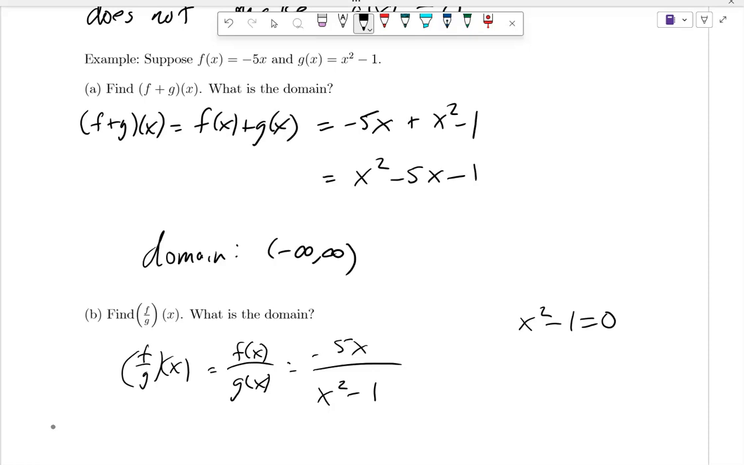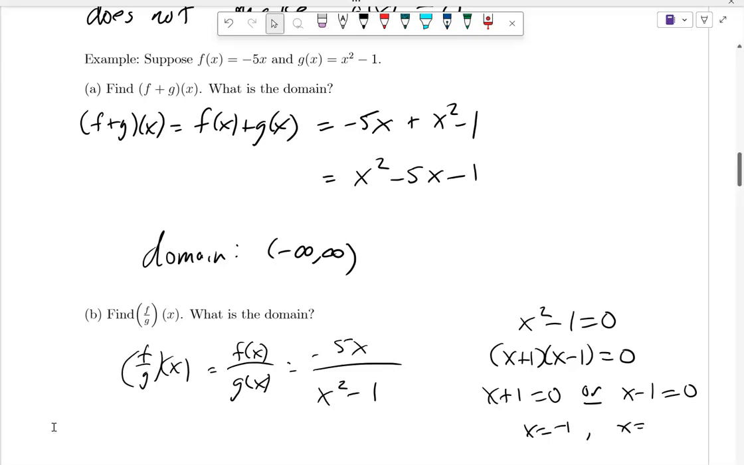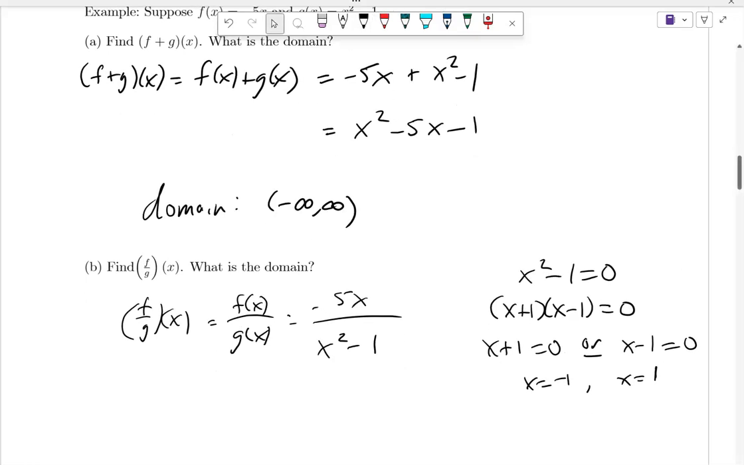Let's factor it because this is a difference of two squares. How does x squared minus 1 factor? Yeah, x plus 1 and x minus 1. I just want to remind how we solve these types of equations, right? We factor. We set each piece equal to 0. Those are the numbers that x can't be, right? Those are the things that we cannot plug into the denominator.